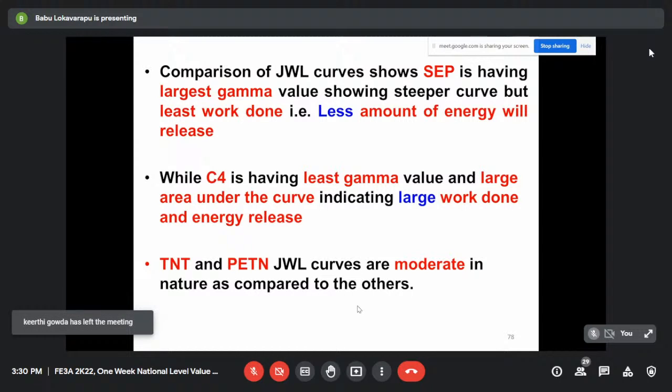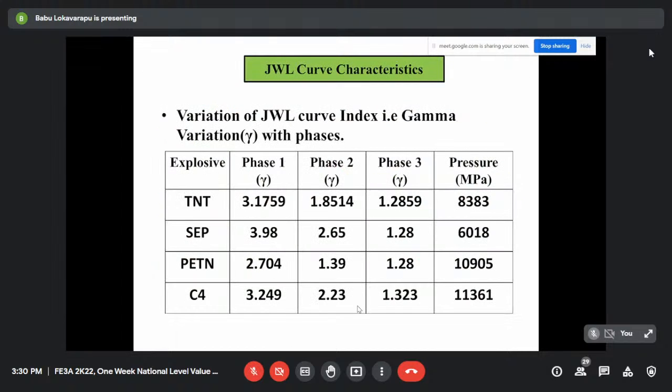However, in our study, we have done this for all four and compared how the transition takes place from near field to far field. But for selection, you should select the one that is best, where you get more work done and more energy released. These are the gamma values I told you, right? Phase 1, phase 2, phase 3, and these are the pressure values for all four substances.